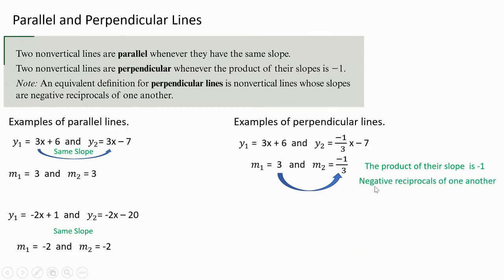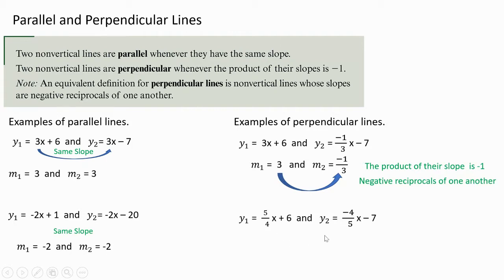Or they're negative reciprocals of one another. For example, what's the reciprocal of 3 over 1? Negative 1/3. But when it's negative, all you do is switch the sign on the other one. Okay? Look at this one here.